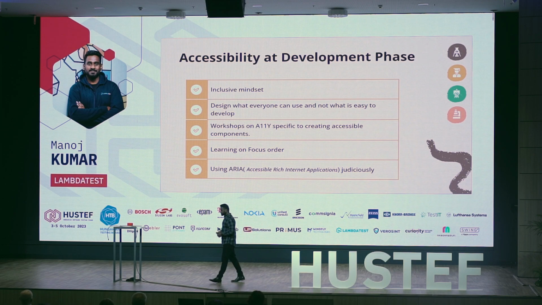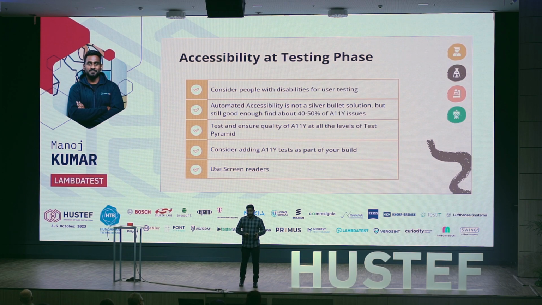And using ARIA. ARIA is similar to HTML. It was defined by the same set of W3C people who defined the WAI. They defined a couple of attributes that will help you make your web applications more accessible. Then people started thinking, okay, I have ARIA attributes, I will use them in my DOM tree, and I'll make my web application accessible. No, right? Just because some ARIA attributes are available, you can't use them to make it accessible. You should make use of them very judiciously, and that's very important. Most importantly, at the testing phase, you should consider people with some form of impairments or disabilities for user testing.